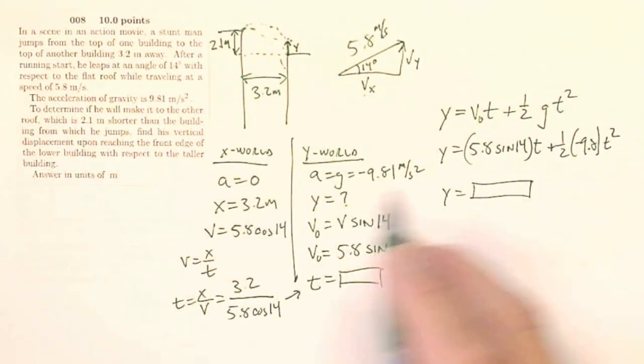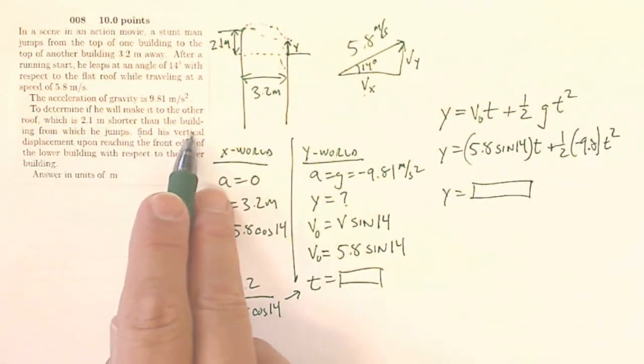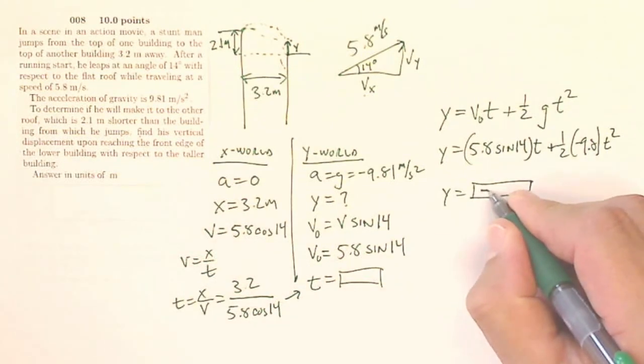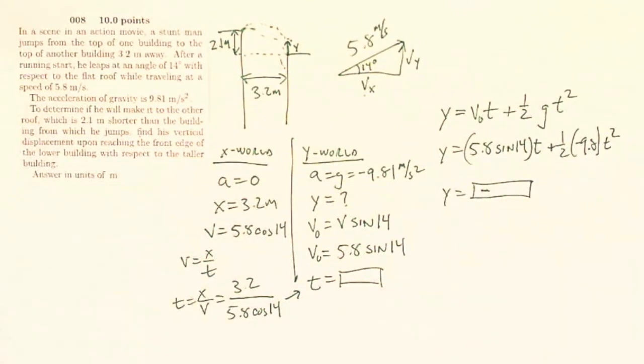And the way this is written, it says find his vertical displacement. It is asking for a displacement. So this should be a negative number because it's a displacement. So I should get a negative, and that should be my answer.